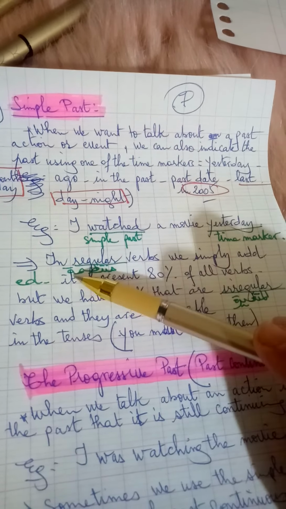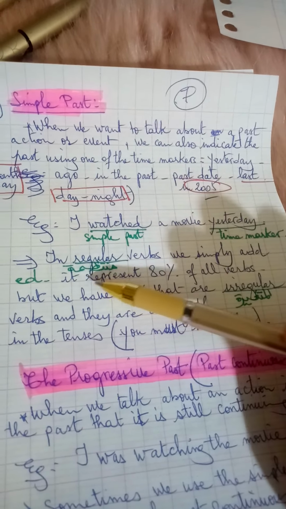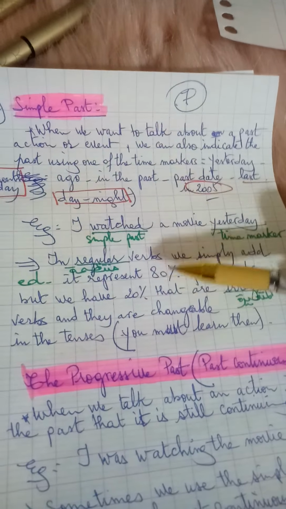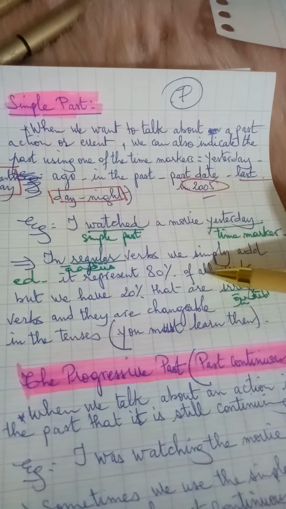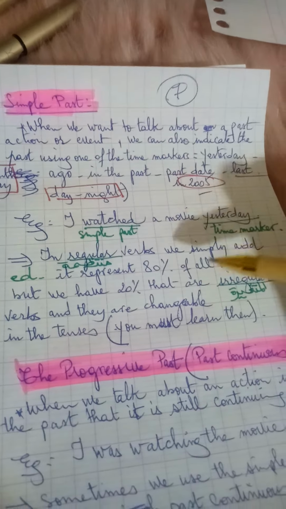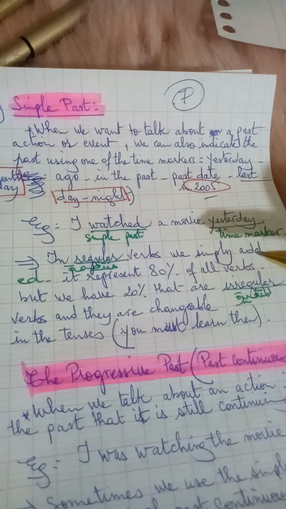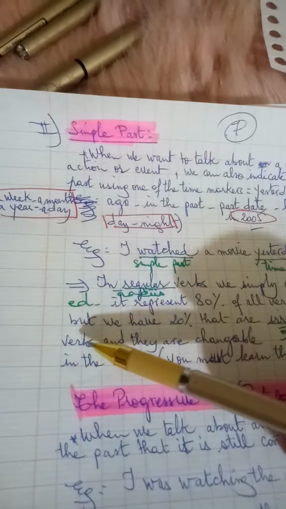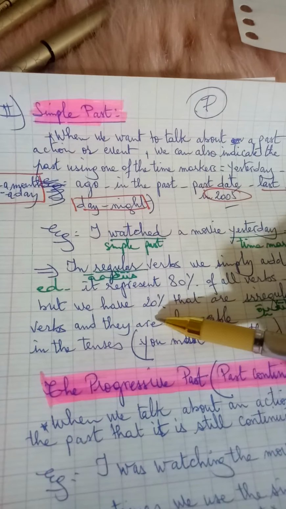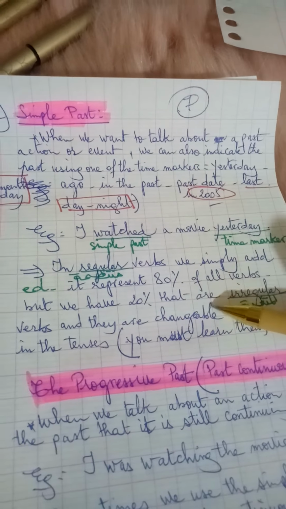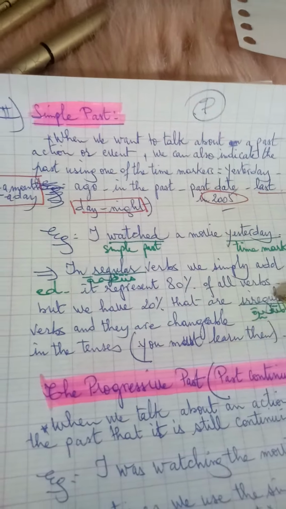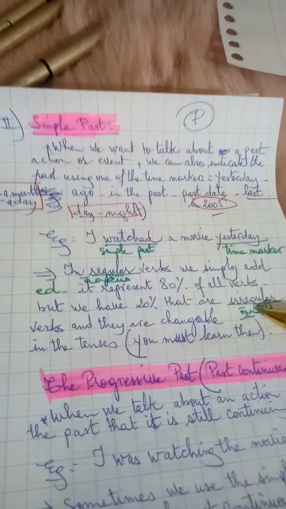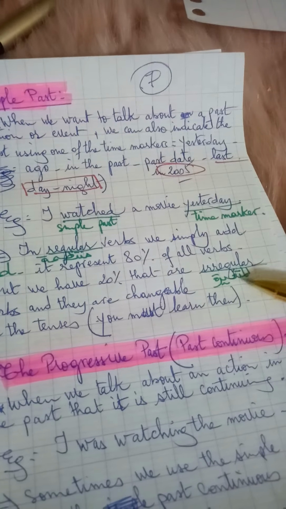Get it? But and it represents وهذا الأفعال المنتظمة تمثل لي 80% of all verbs in English. يعني 80% من الأفعال في اللغة الإنجليزية. And but we have 20% that are irregular verbs. okay ولكن عندي 20% التي هي أفعال متغيرة.